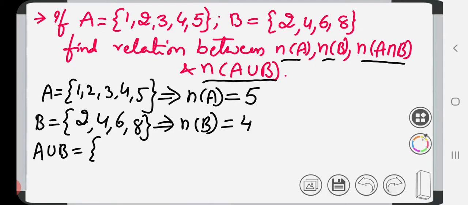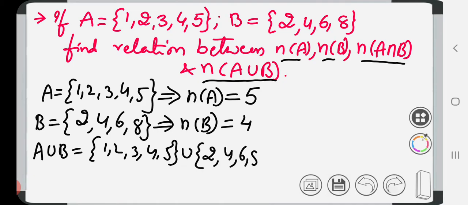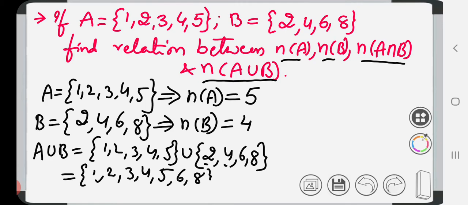Already we know that A union B is nothing but {1, 2, 3, 4, 5} union B. B means {2, 4, 6, 8}. We have to write, first, these elements 1, 2, 3, 4, 5. After that, 2 is already here, 4 also, so we have to write 6 and 8.